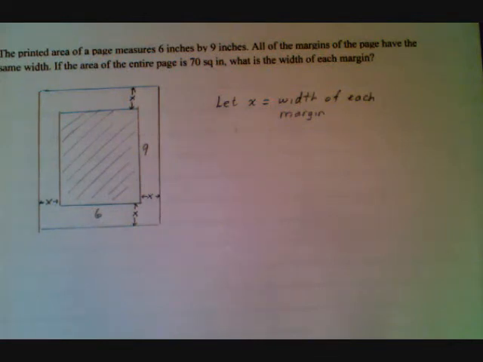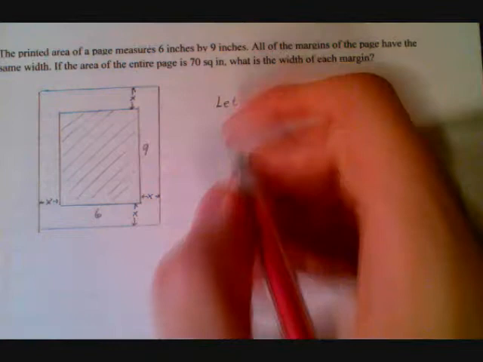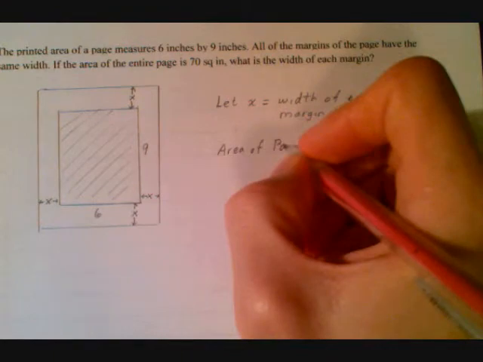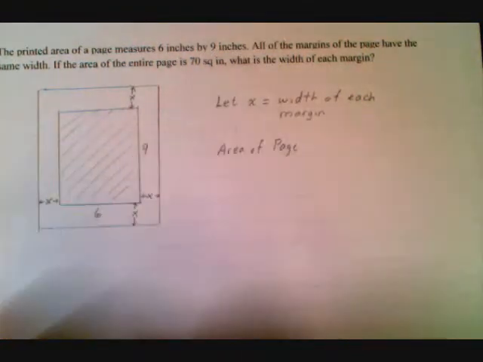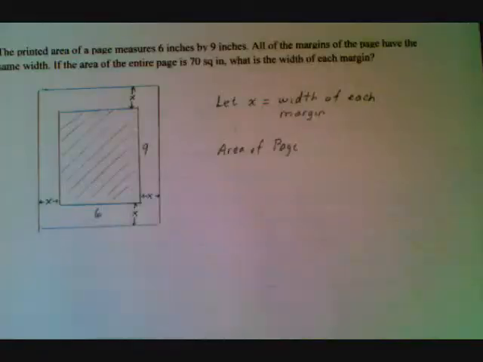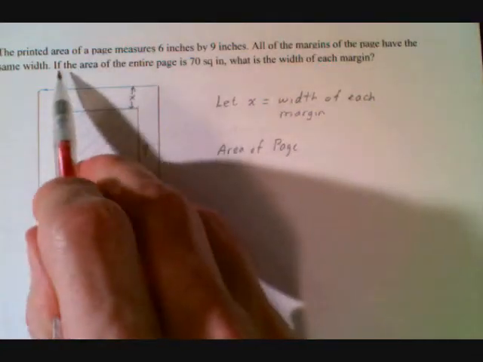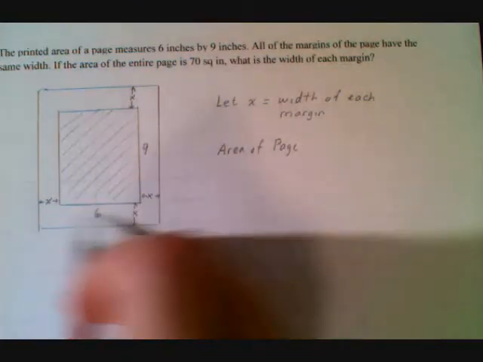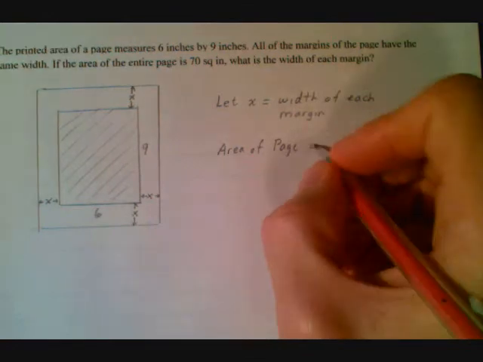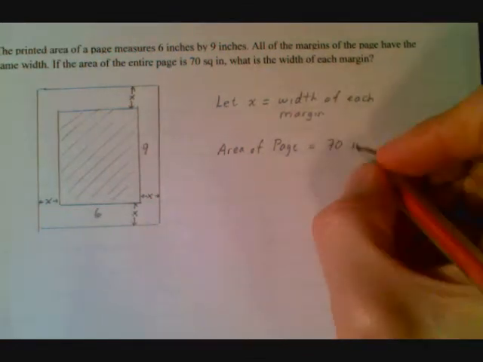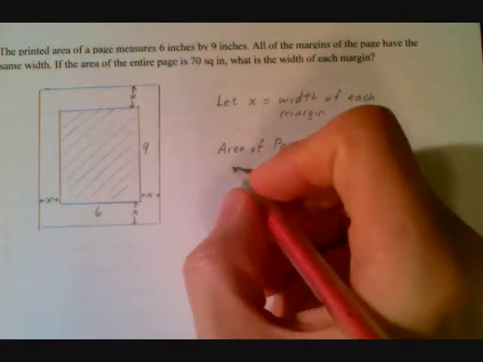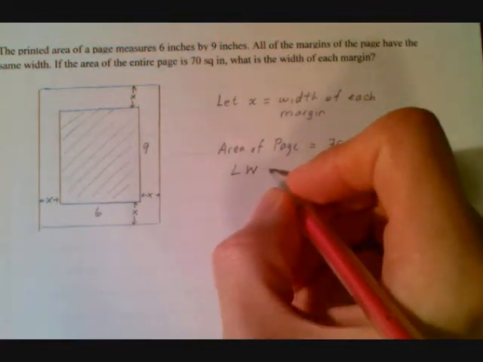And we're told that the area of the entire page is 70 square inches. Now that's not the area of the printed part. That's not 70. That's actually 54. We're being told that the area of the entire page, that includes the printed region and its margins, is 70 square inches. Now remember, the area of a rectangle is length times width, or base times height, or something like that.